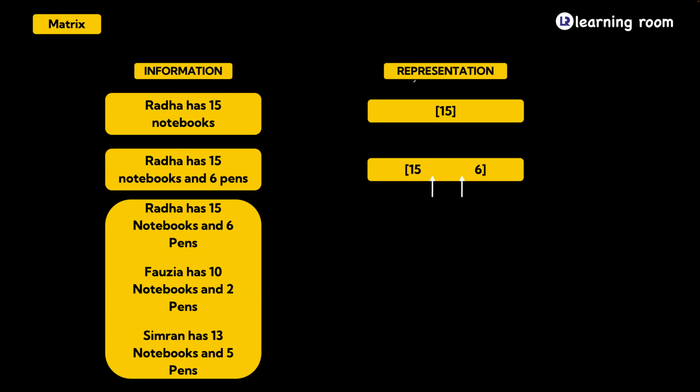Suppose we say Radha has 15 notebooks and 6 pens. So how can you put it? You take a square bracket and put it like this, 15 and 6. What is the meaning of this? She has 15 notebooks and 6 pens. You will not use any comma. The numbers are represented within rectangular boxes. You will understand that when I introduce matrices. I didn't give you the definition of matrix. I'm only telling you, if there is data like this, how are you going to represent it?